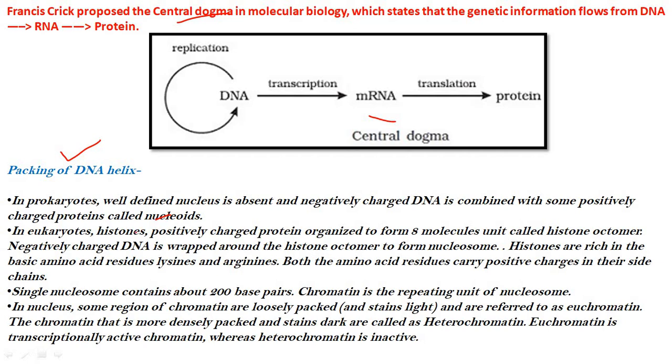The chromatin is a repeating unit of nucleosomes. In the nucleus, some regions of the chromatin are loosely packed and stain light, and they are referred to as euchromatin, and the chromatin that is more densely packed and stains dark is called heterochromatin. The euchromatin is transcriptionally active chromatin, while the heterochromatin is inactive.